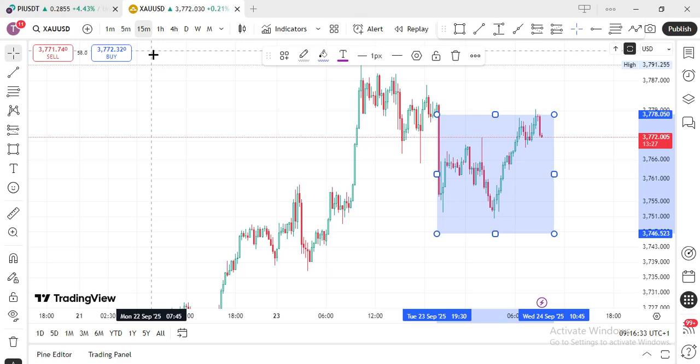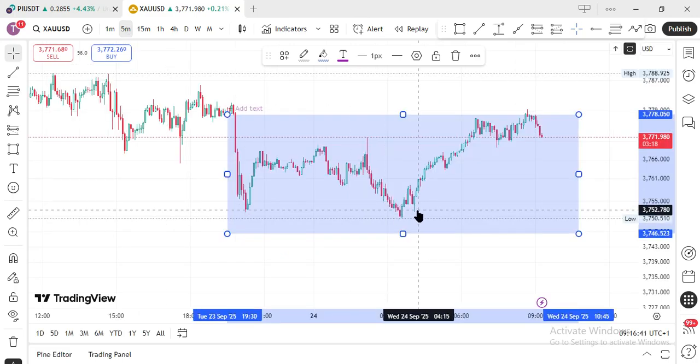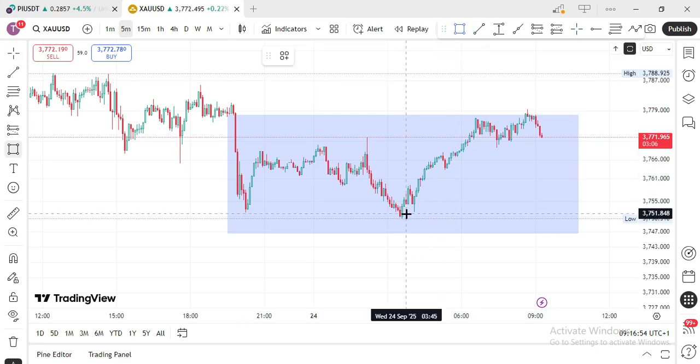When we go down to a 15-minute or 5-minute time frame for clarity, so that you get the details of it, there is liquidity in this environment. There is liquidity in this environment. Let me mark them out.